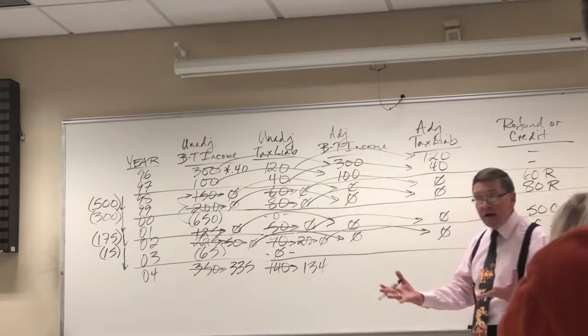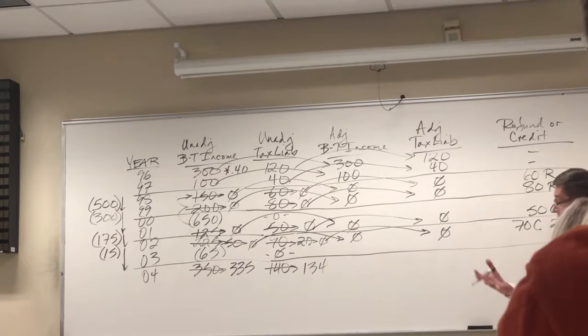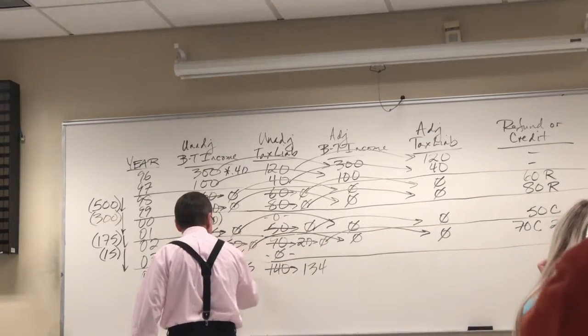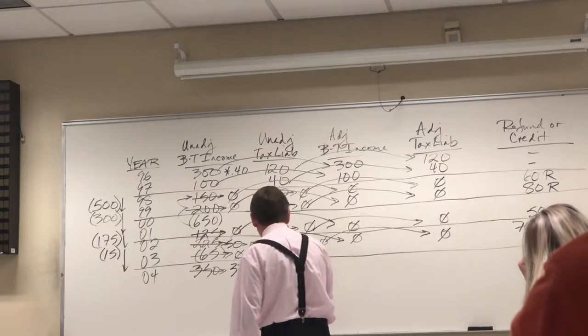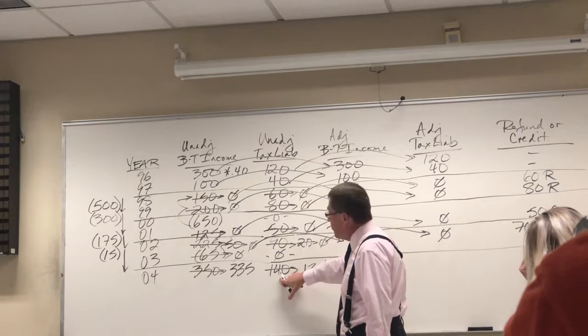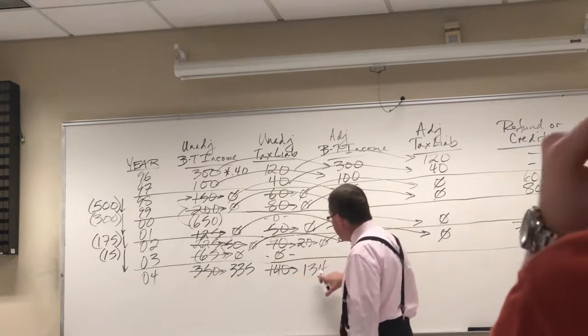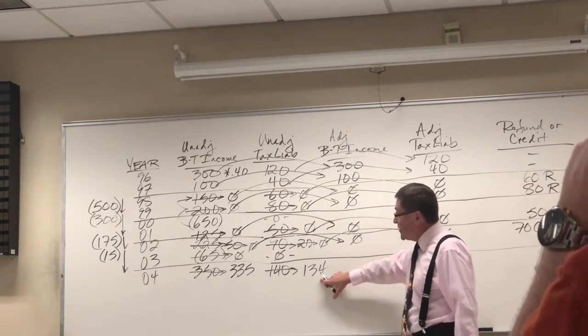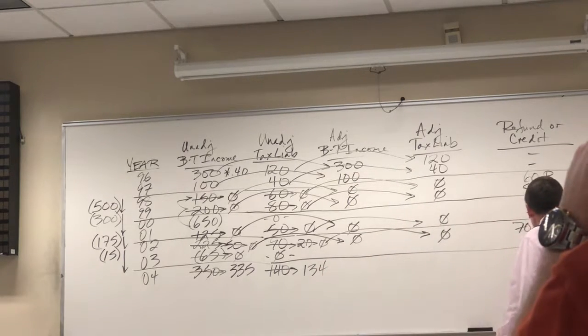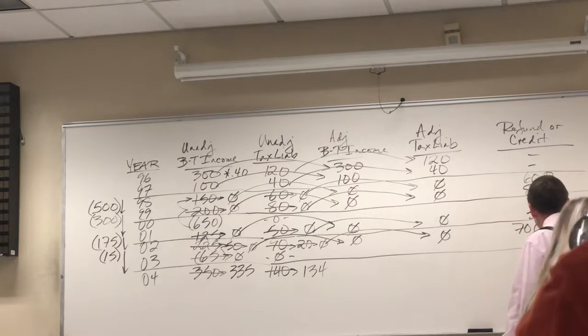So here we are. We've used up all of our losses. And the difference between the 140 that we would have owed without adjustment and the 134 that we do owe after adjustment is obviously 6, but that's a credit.